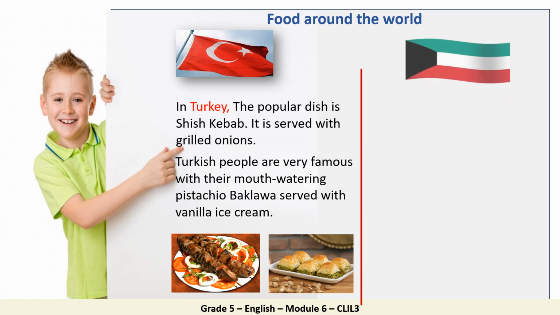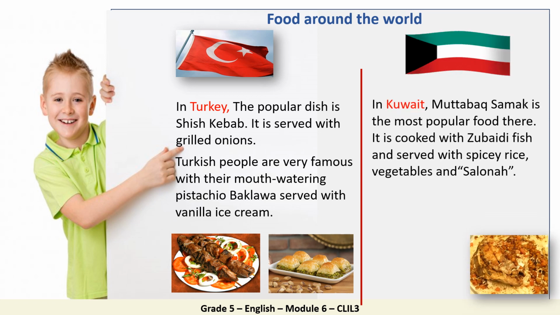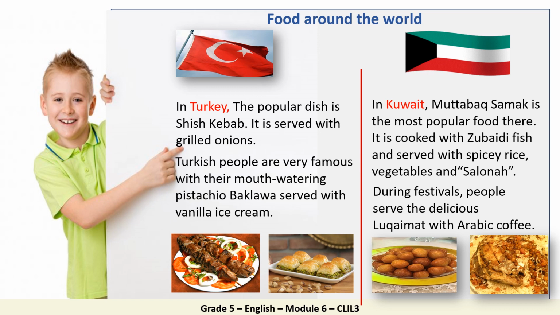Then I did a poster about Kuwait. In Kuwait, mutabbak samak is the most popular food there. It is cooked with zubaydi fish and served with spicy rice, vegetables, and salona. During festivals, people serve the delicious lukaimat with Arabic coffee. I felt that Kuwait is very similar to Qatar. What do you think, grade 5?